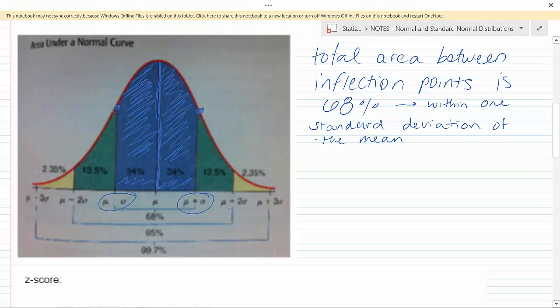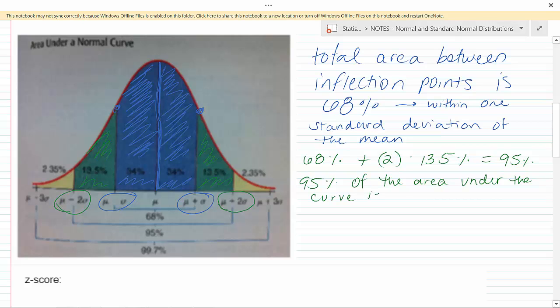Now let's look at 2 standard deviations away. We go to mu plus 2 sigma and mu minus 2 sigma. So we're going to add these areas on to our 68%. So we're going to do 68% plus 2 times 13.5%. And we're going to get 95%. So what we're seeing here is that 95% of this curve, 95% of the area under the curve is within 2 standard deviations of the mean.